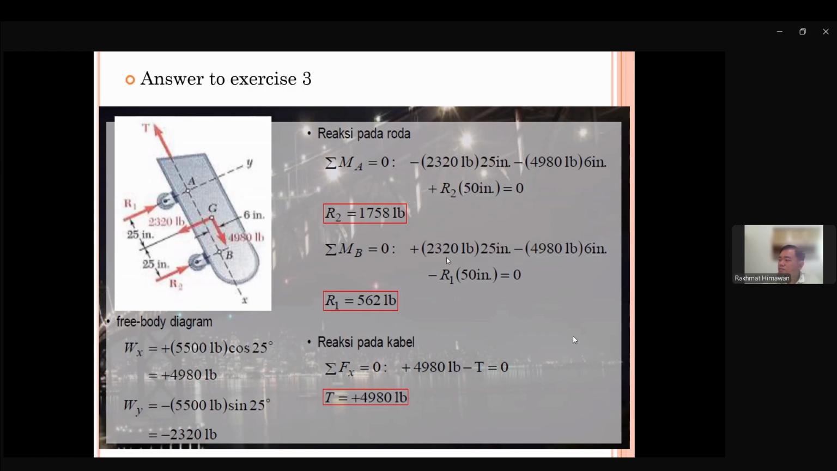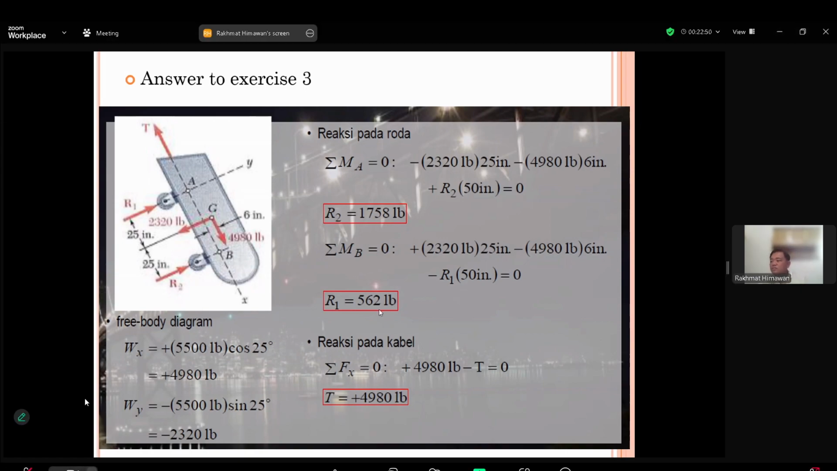So using the same principle of moment B, 2,320 multiplied by 25, which is the distance between this force to the point B. Counterclockwise, so it's plus, minus 4,980 multiplied with 6, minus because this is clockwise, and minus R1 multiplied with 50 since it's clockwise, so you can find R1 is 562. No, R2 and R1 is different.